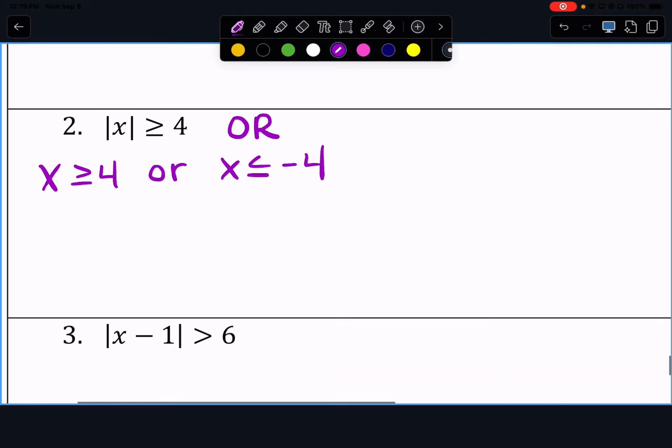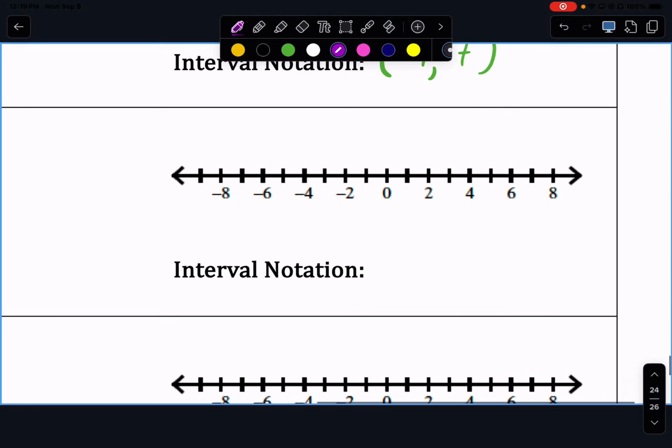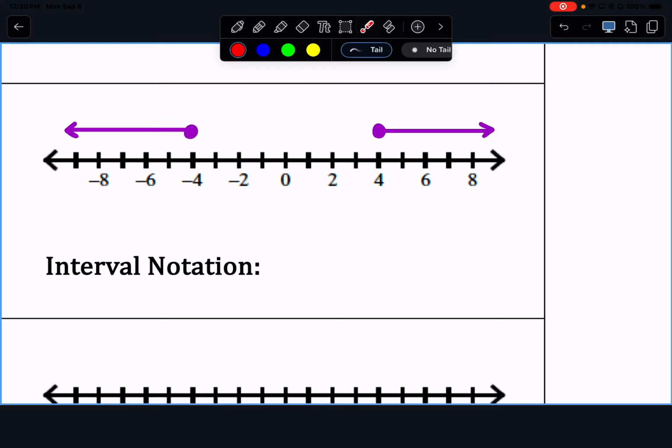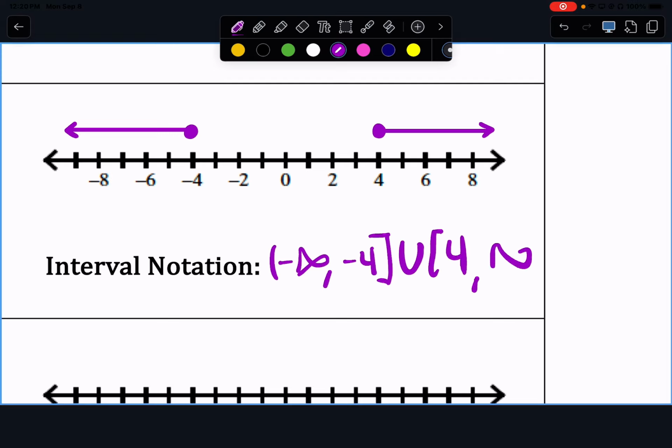And then will I use open or closed circles for this one? We'll have a closed circle at negative 4 and a closed circle at 4. Will that go together or apart? So that is our graph. Now, to show this in interval notation, how would I show that? 4 to infinity. There we go. Perfect.